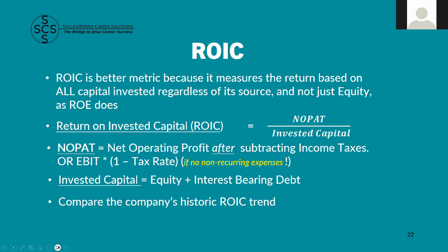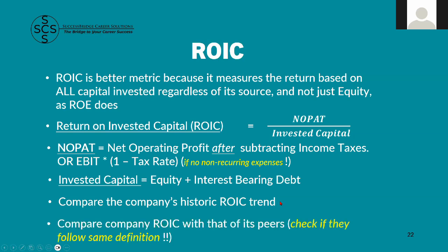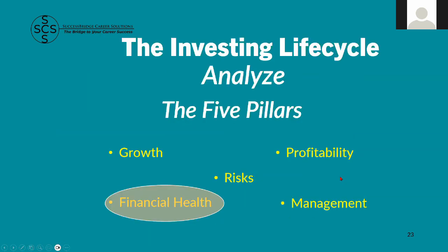analysis. So one way to analyze the company is to compare its historic ROIC trend. If we see an increasing ROIC trend over past history, then we know that the company is on the right path for profitability. And then we can also compare the company with its peers in the same industry. Then we know how it is faring relative to its peers. But one should check that they follow the same definition for ROIC.